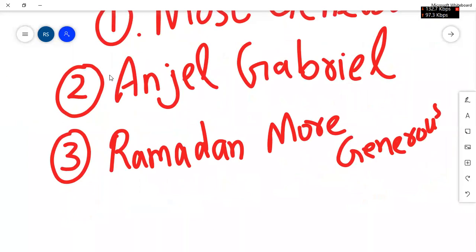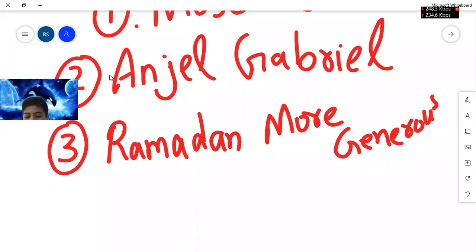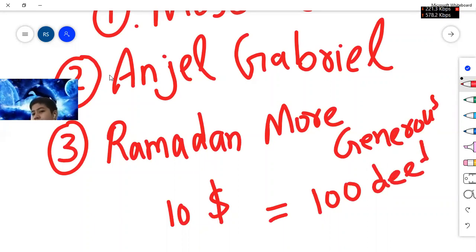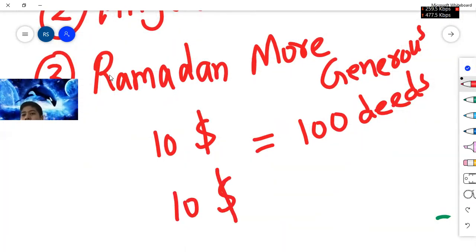Because Ramadan is fasting time, and we also get more reward. For example, what is the currency in your country? Let's suppose dollar. Let's suppose you give $10 to a person in any month, and you get 100 rewards from Allah. But if in Ramadan you give someone $10, the reward will be around 1,000, a very big reward.